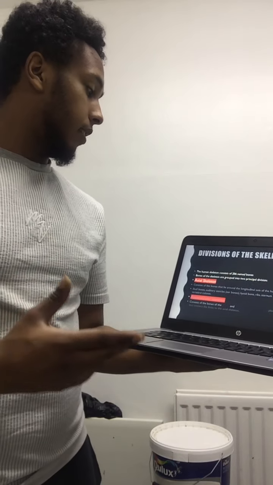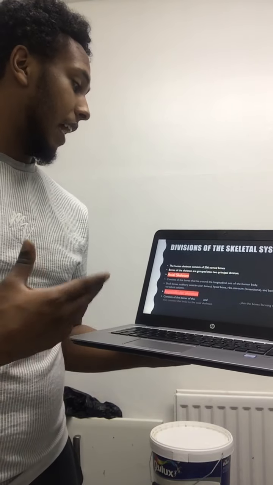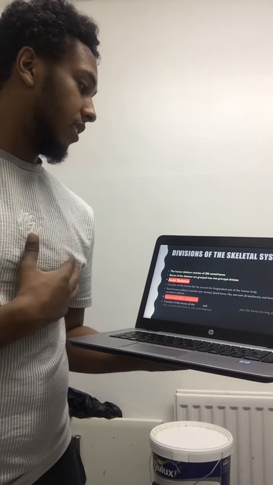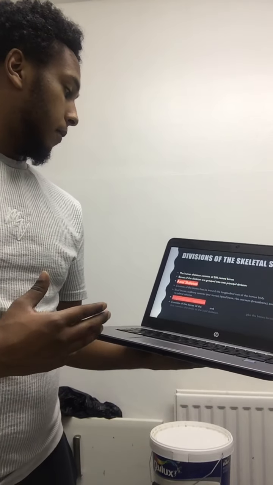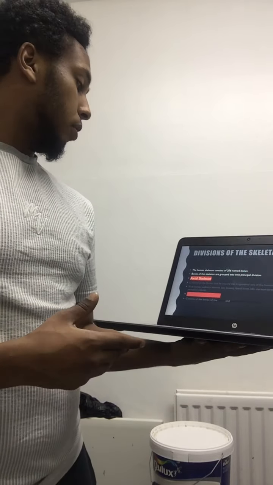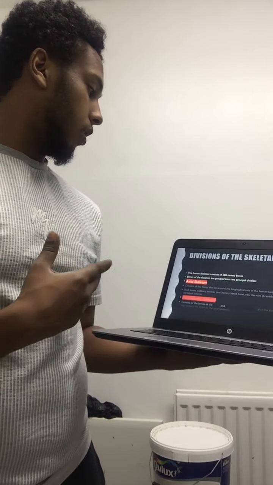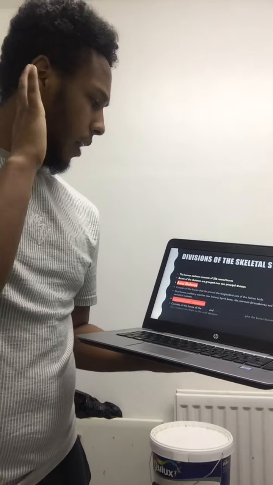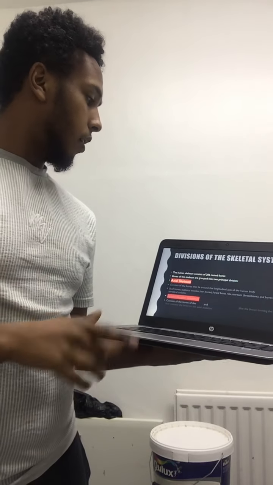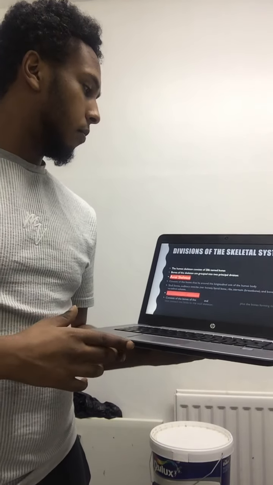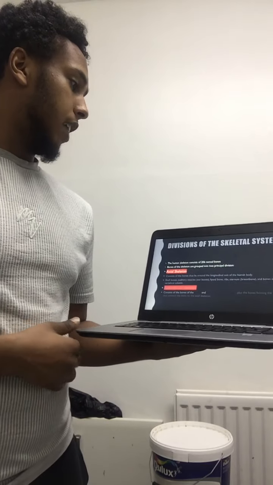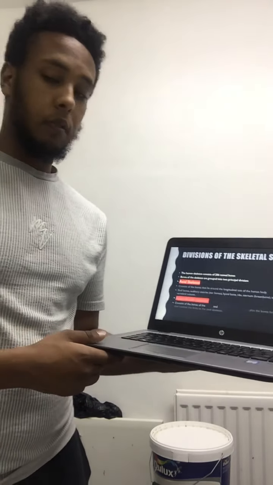The axial skeleton consists of bones that lie around the longitudinal axis of the human body: skull bones, auditory ossicles, which are the ear bones, that's a hard word as well, hyoid bones, ribs, sternum, so that's the breastbone, and bones of the vertebral column.